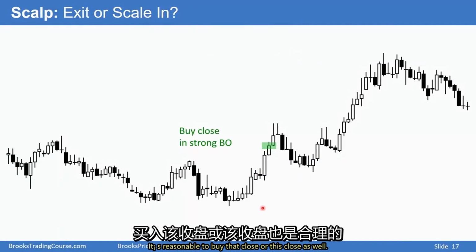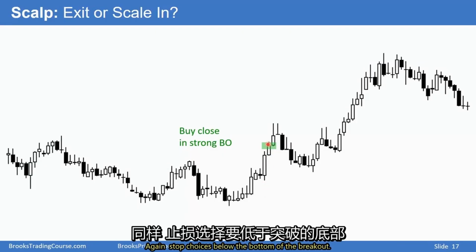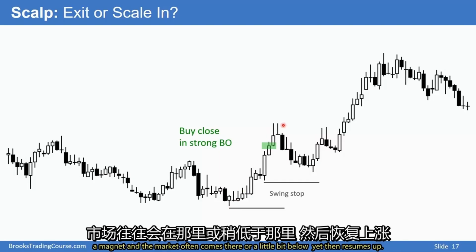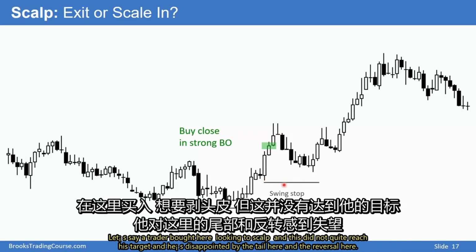We have a strong bull breakout, a buy the close type of rally. It's reasonable to buy that close or this close as well. Again, stop choices below the bottom of the breakout. I usually put the stop below the bottom of the bull trend because the bottom of the breakout is a magnet and the market often comes there or a little bit below, yet then resumes up. Sometimes it breaks below and falls for a measured move down, but most of the time if it breaks below, it either goes sideways or up.